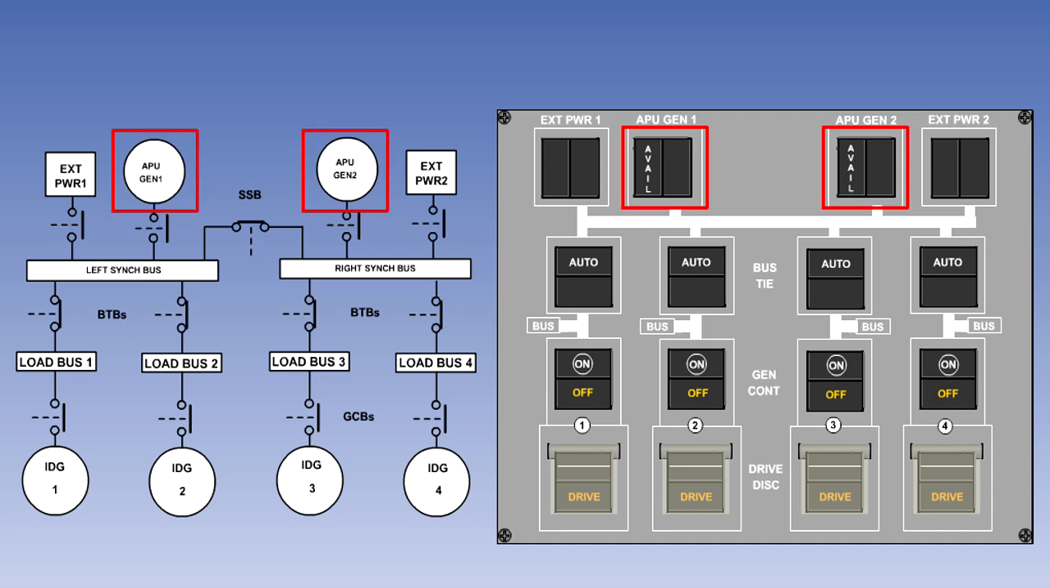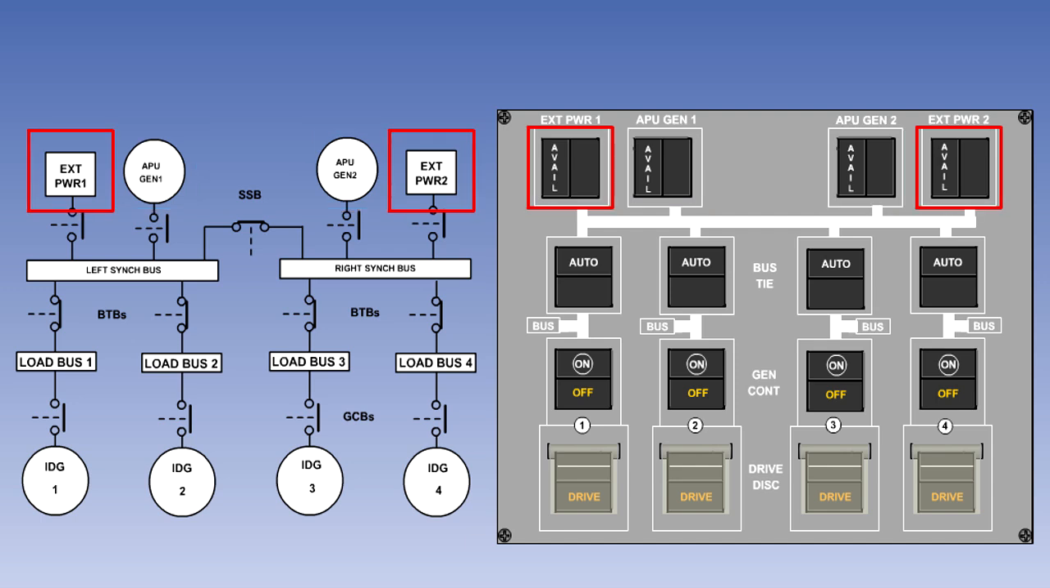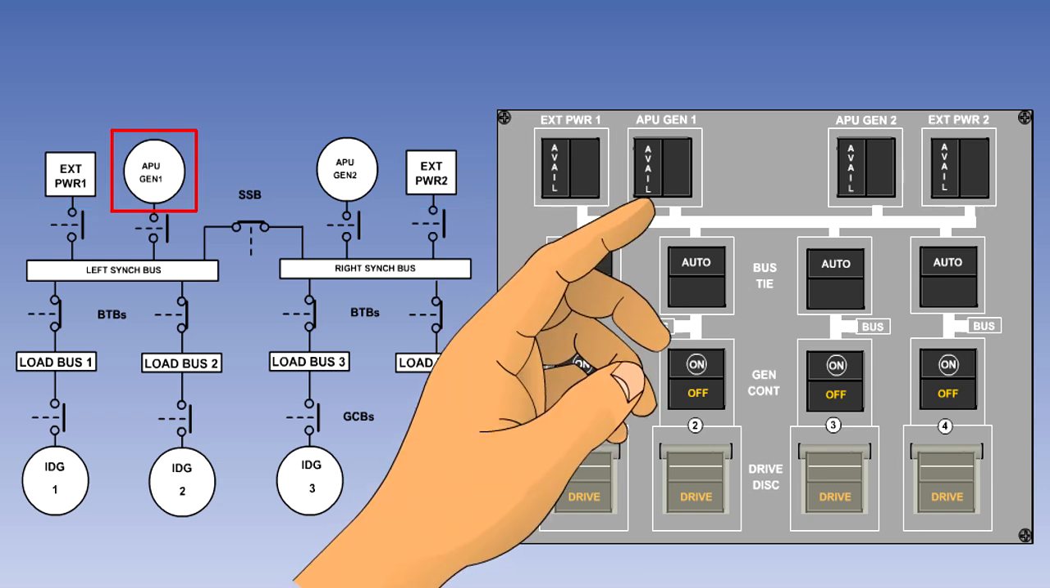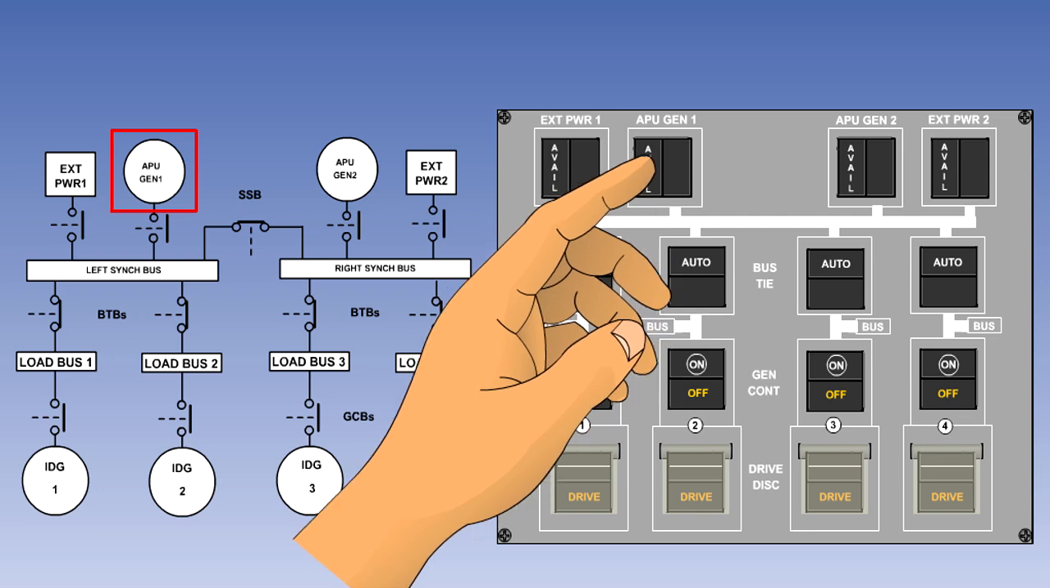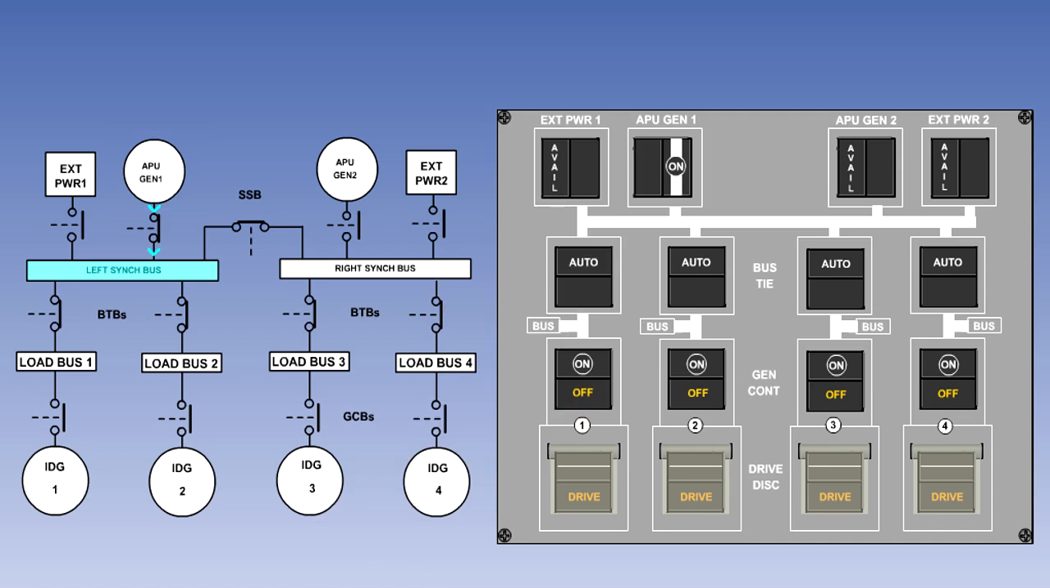If the APU is running and the outputs from its generators are satisfactory, available lights will be illuminated in their switch lights. Similarly, if external power cards are connected to the aeroplane and their output voltages and frequencies are satisfactory, available lights will be illuminated in their switch lights. The pilot can connect one of these power supplies to the busbars by pressing its switch light. This will connect the selected source to the left or right synchronizing busbar.